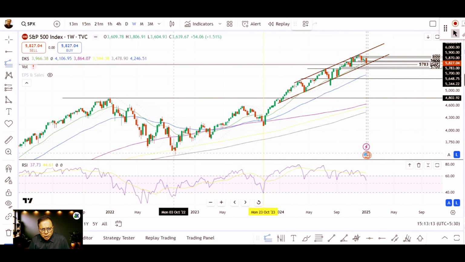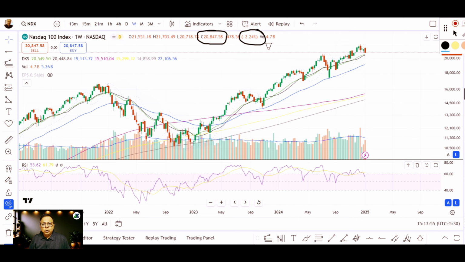Now let us move to the price chart of Nasdaq 100. This is the weekly price chart of Nasdaq 100. What we can see here, that it has closed at 20,847.58, and hence it was bearish by 2.24% on a week to week basis. So Nasdaq 100, that represents the tech stock in the US stock market, was weaker if we compare with the S&P 500. So this index underperformed S&P 500 in the last week.